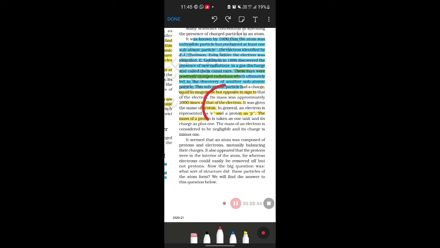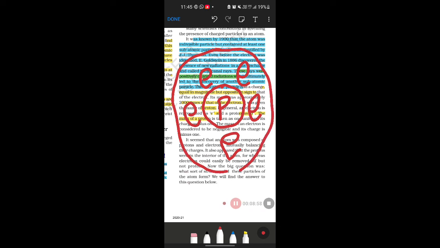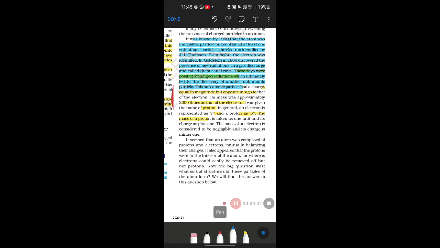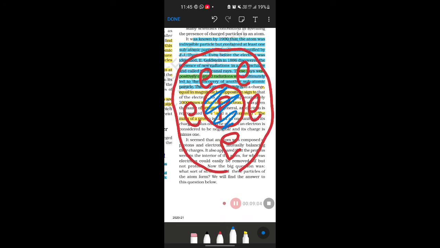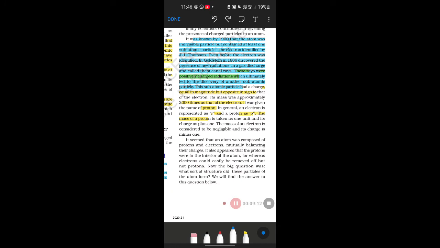So, the proton is inside the atom, whereas electrons are outside. If we remove an electron from an atom, we can easily remove it, but we cannot easily remove a proton. You can see the proton is inside the atom. Now next, let's study that. Now the big question was, what sort of structure do these particles of the atom have? We will find the answer in the question below.